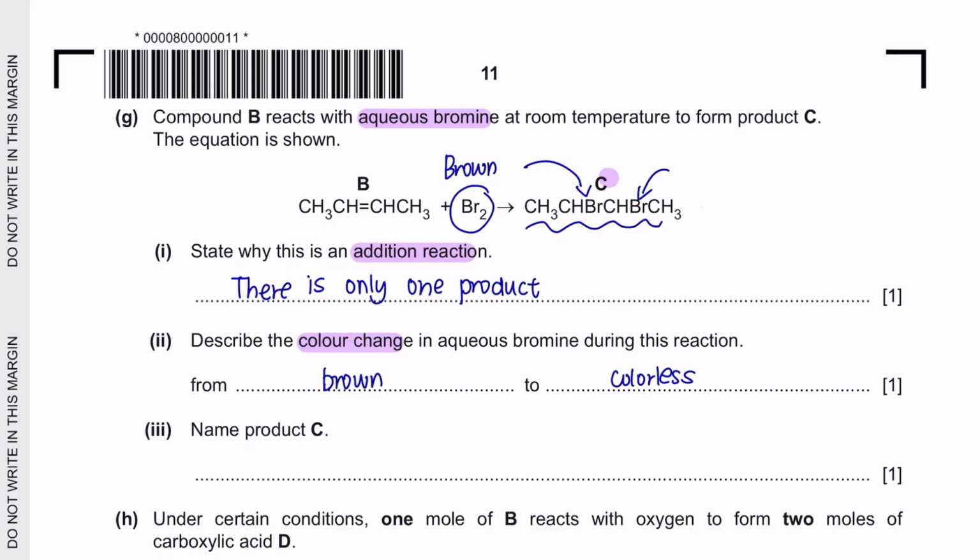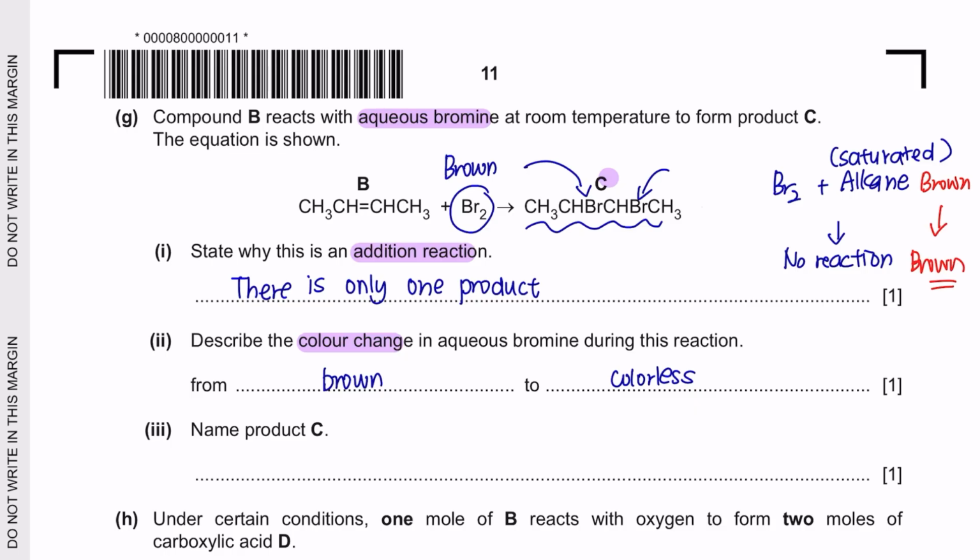If this same bromine was reacted with an alkane, there will be no reaction because alkane is saturated. So the observation is that the color of aqueous bromine, which was initially brown, will remain unchanged. This is a famous test to see if a compound is an alkane or an alkene that can go through addition reaction. So please remember the observation.